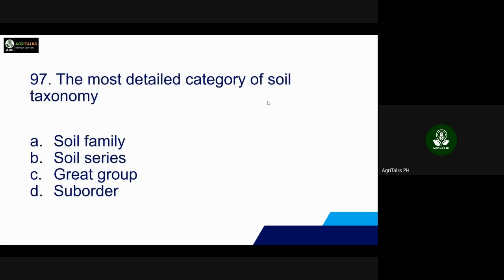97. The most detailed category of soil taxonomy. Soil family, series, grade group, suborder. The correct answer is soil series, the most detailed. The broadest is the soil order, followed by suborder, grade group, subgroup, soil family, and the last one is soil series. The most detailed is soil series.